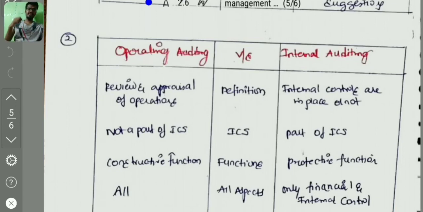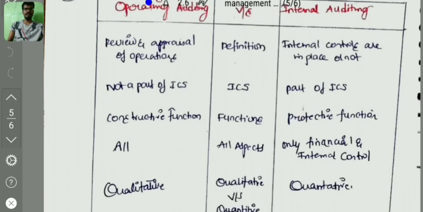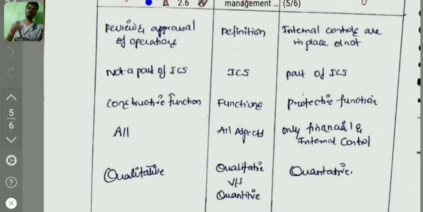Internal auditing we also discussed in the previous video: checking whether internal controls are in place or not, by an independent person. And the next point is ICS, the internal control system. The operational auditor is not part of the internal control system, whereas the internal auditor is part of the internal control system. Functions: the operational auditor's function should be constructive, whereas the internal auditor's should be protective. All aspects: the operational auditor considers all aspects, whereas the internal auditor considers the financial and internal control aspects. Qualitative versus quantitative: the operational auditor is qualitative, whereas the internal auditor is quantitative.